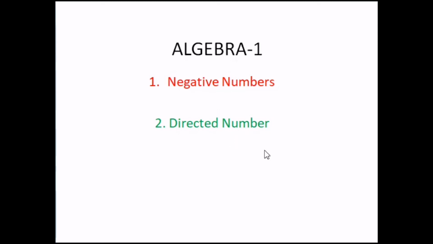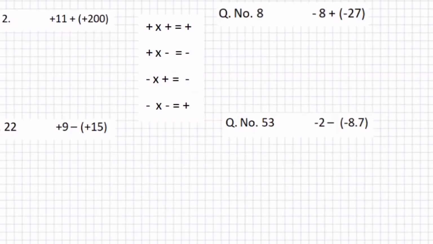I will solve some questions on how to add up numbers with negative and positive signs. Okay, you will get this. So our next exercise is from negative numbers and directed numbers, about addition, subtraction, multiplication and division. So I am solving the exercise now. So friends, here are the exercise questions. Question number 2 is plus 11 plus into plus 200. So what will be the answer?